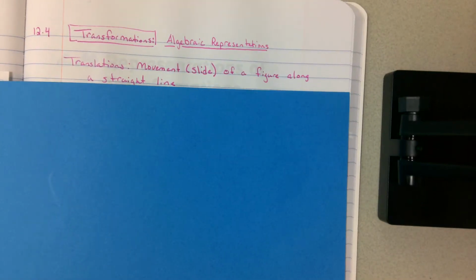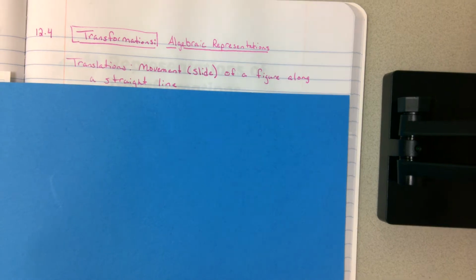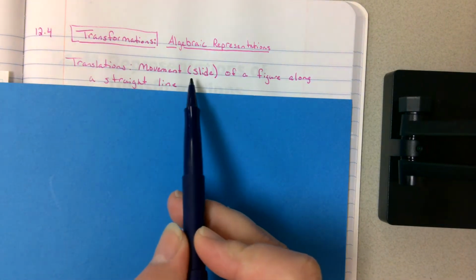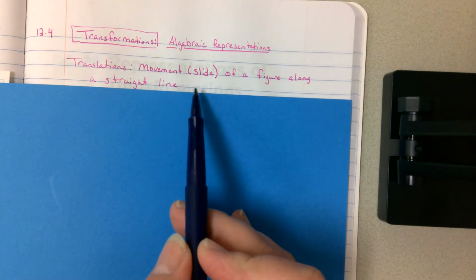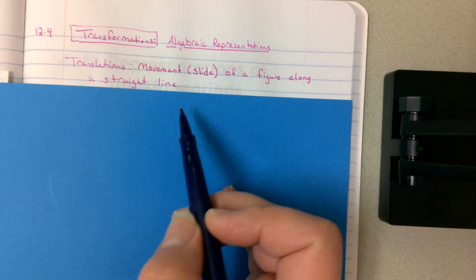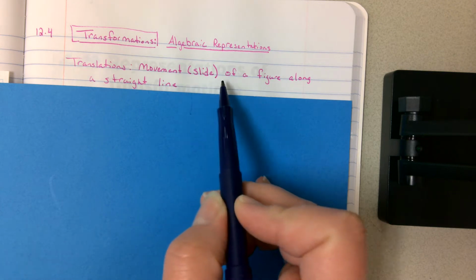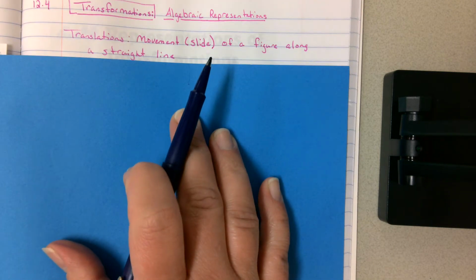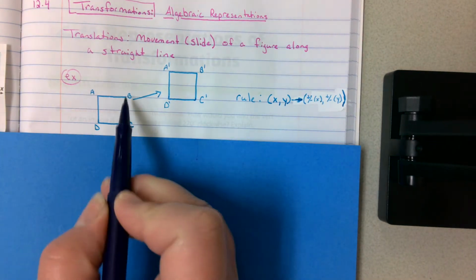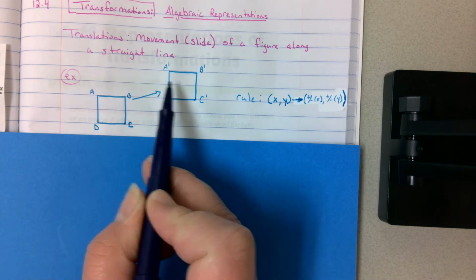All right, we're going to be looking at transformations and algebraic representations. So a translation, we learned that, that's a movement, or we see it as a slide, like a slide up, down, left or right, and it can do both, up and left, or something like that. A movement or a slide of a figure along a straight line. So our example here, figure ABCD, it has slid up and right.